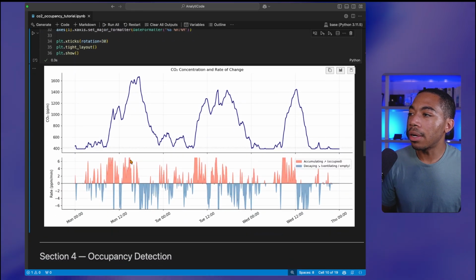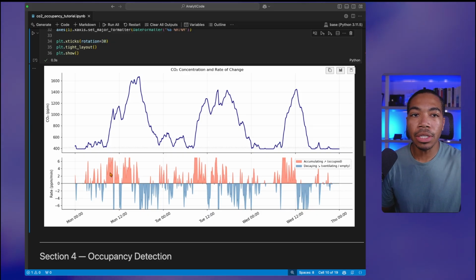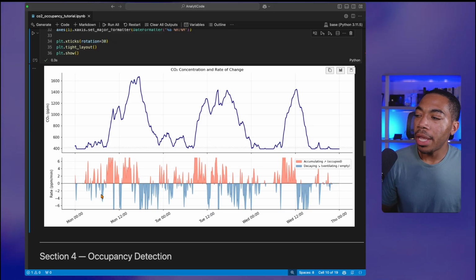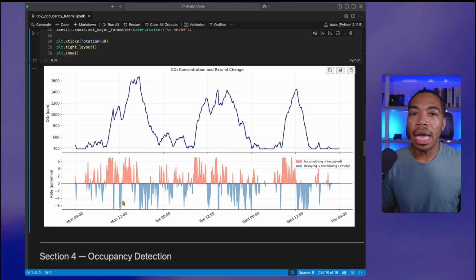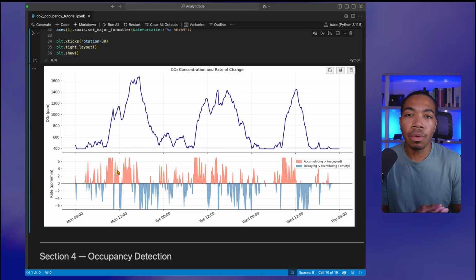And illustrated here is our smooth data on the top panel. And where we have a red trace, we have accumulation. This is where the slope is positive. And where we have blue, we have a negative slope, and the CO2 is now decreasing. And of course, if we were to smooth this out, we would begin smoothing out this derivative plot there. And again, this is where those trade-offs matter.